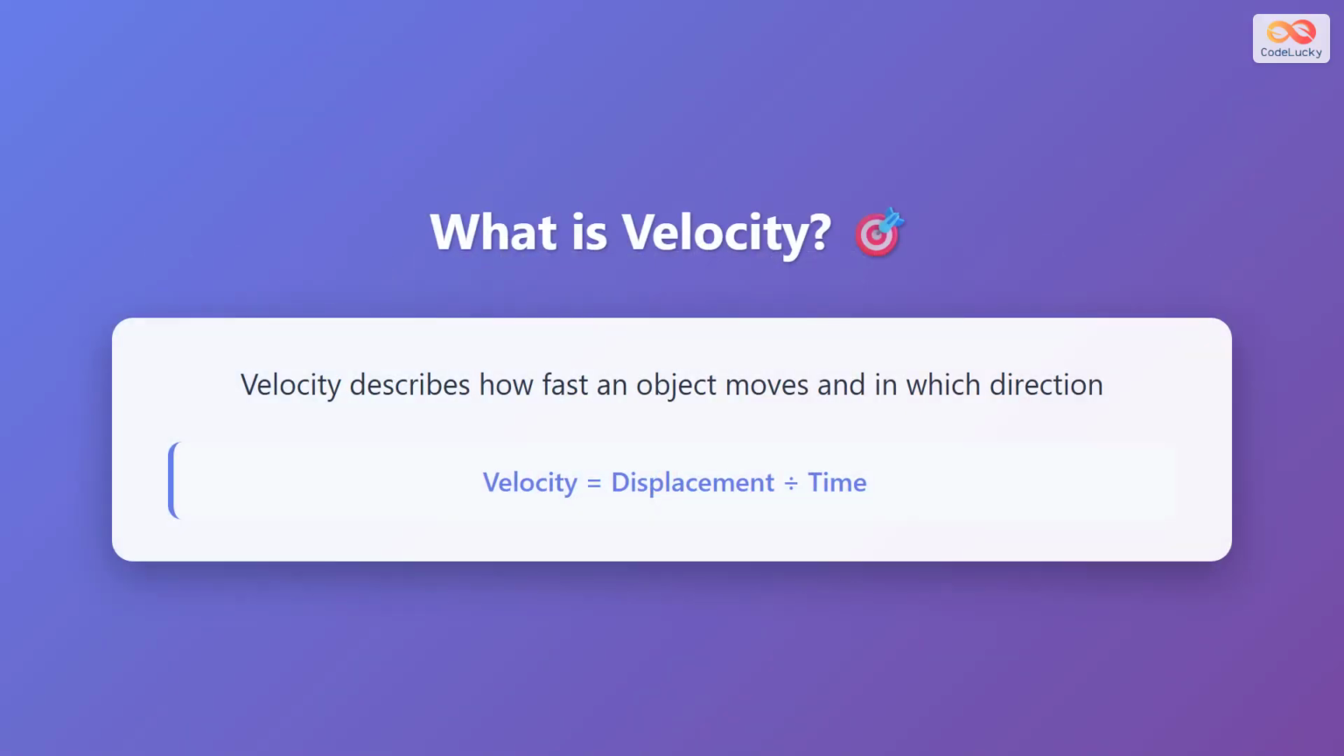Before we dive into the differences, let's first understand what velocity actually means. Velocity describes how fast an object moves and in which direction. It's calculated by taking the displacement, which is the change in position, and dividing it by the time taken. This gives us a complete picture of an object's motion, including both speed and direction.